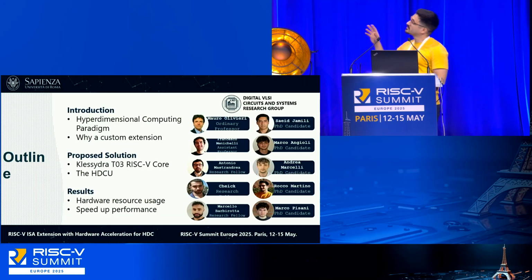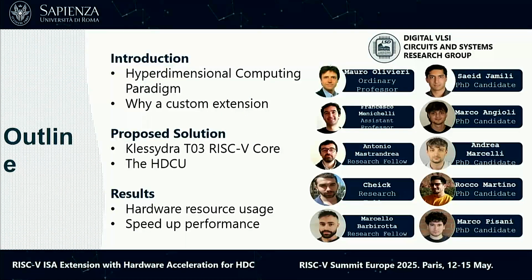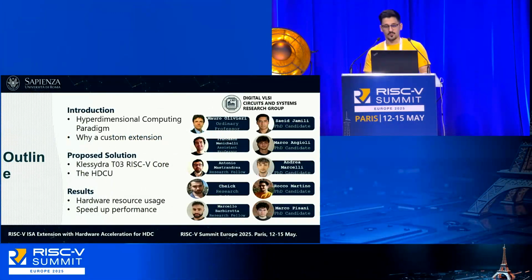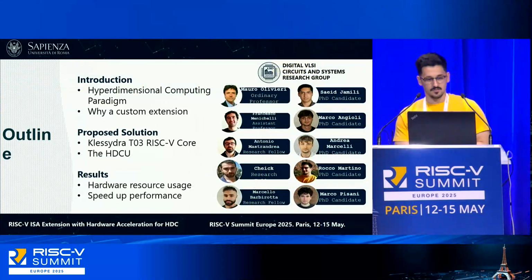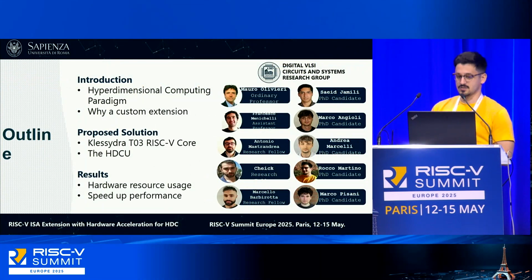Today, I'll be presenting my work on a new RISC-V instruction set extension with hardware acceleration for hyperdimensional computing. We will briefly introduce the hyperdimensional computing paradigm and explain the motivation behind the choice to realize a dedicated instruction set extension for this paradigm. And we will see the proposed architecture that consists of a hardware accelerator integrated into the RISC-V core, which is the Klessydra core. And finally, I will give you some results from the point of view of hardware resource usage and speed-up performance.